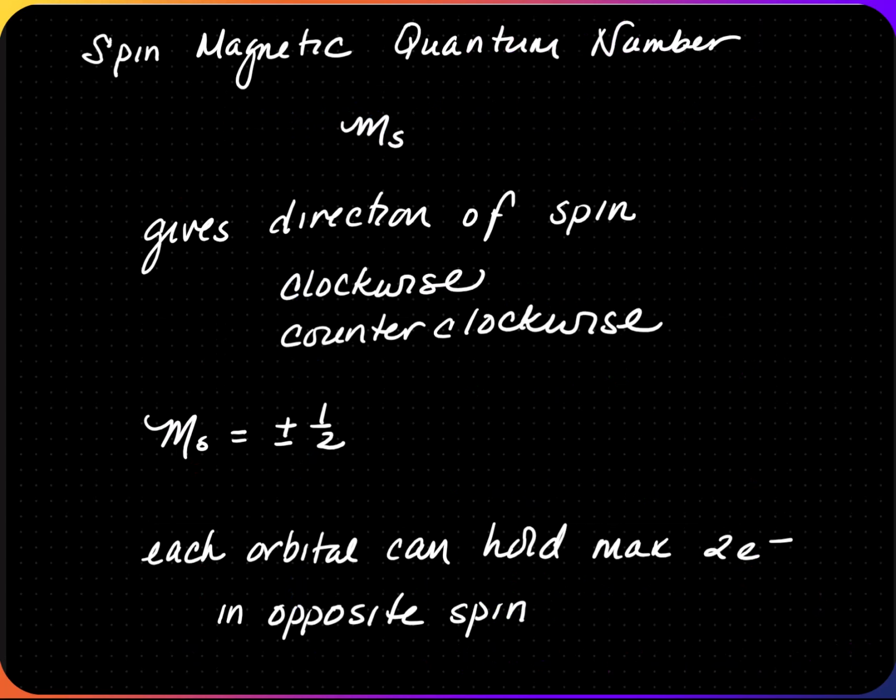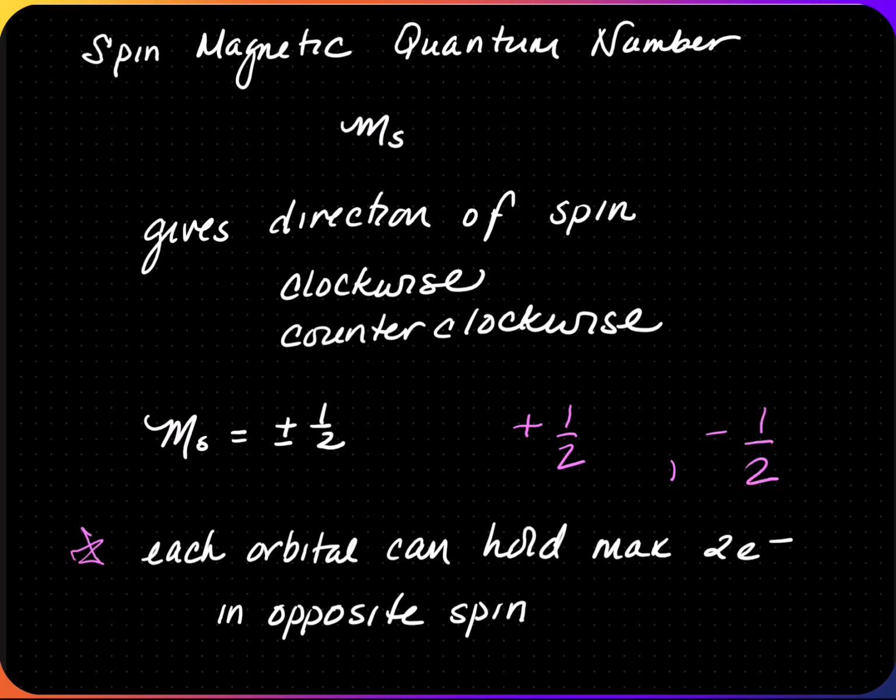It gives the direction of the spin. Electrons are in an orbit. They spin either clockwise or counterclockwise. So MS can have 2 values. It could be plus or minus 1/2. So if it spins one way, it's going to be plus 1/2. If it spins in the opposite way, it's a negative 1/2.